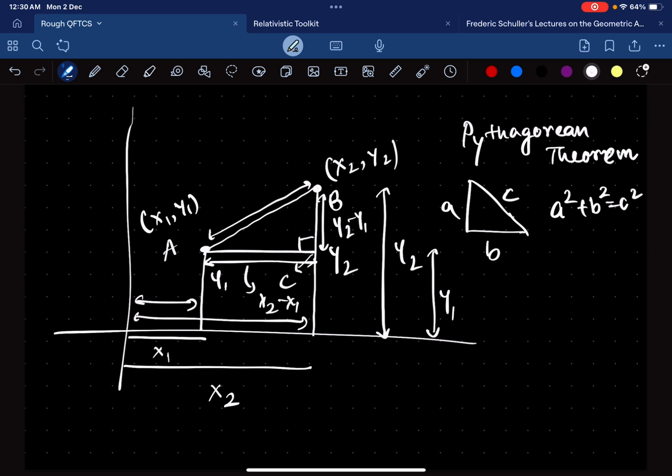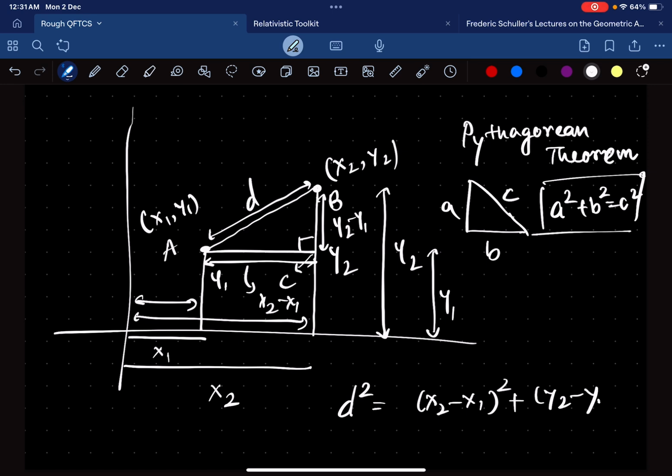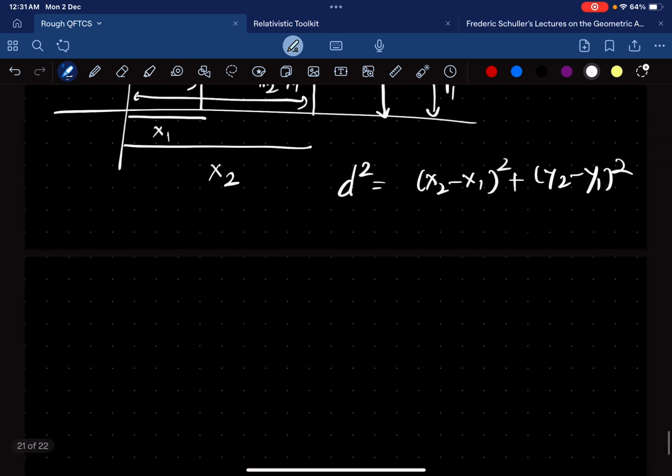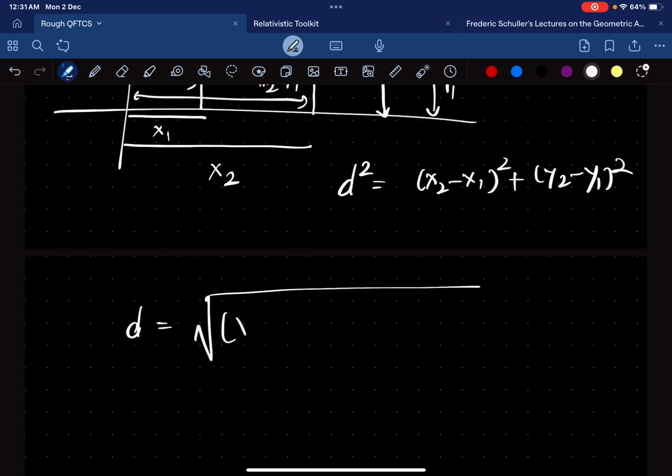Okay, and then we are going to use this formula. So let the distance be d, then d squared will be equal to (x2 minus x1) whole squared plus (y2 minus y1) whole squared. Okay, so let me just take the root of this equation and we get a formula like this.